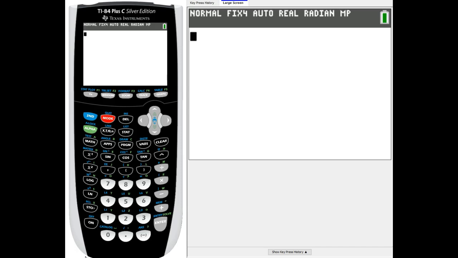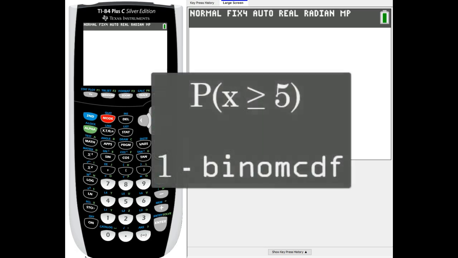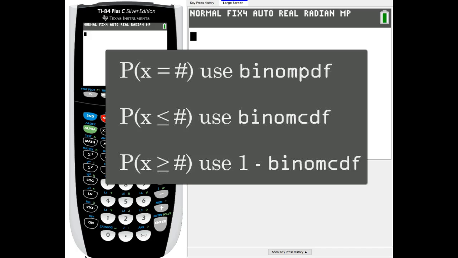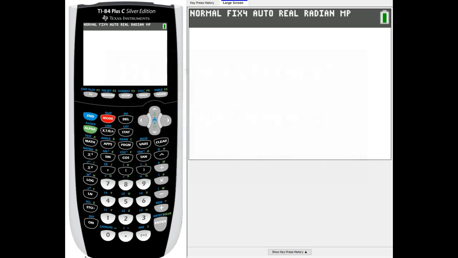The CDF only takes care of less than or equal to. We're looking for greater than or equal to. But the cool thing is we know all probabilities add up to 1. So if we do 1 minus the probability that x is less than that value, then we're going to get the right answer. So if it's equal, you use PDF. If it's less than or equal to, you use CDF. And if it's greater than or equal to, then you're going to use 1 minus the CDF. So let's see it in action.